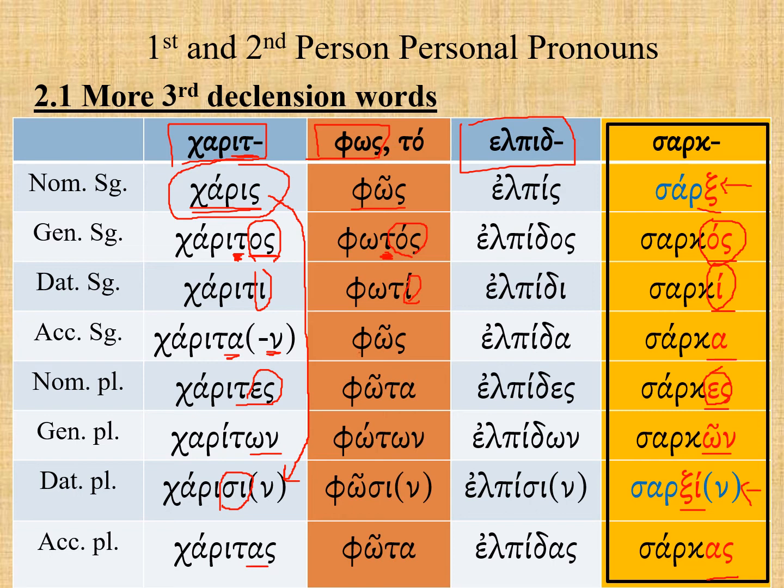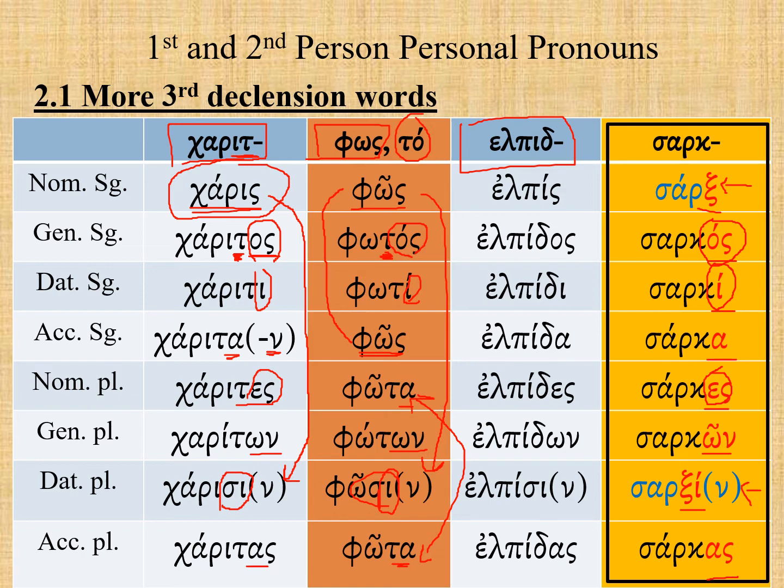and then phos. Notice this is a neuter word, so we have the same nominative and accusative forms. And then in plural form, again, phota, photon, and now again we have the similarity between nominative singular and dative plural, phosi, and then we have phota. Again, similarity because we are talking about neuter words.